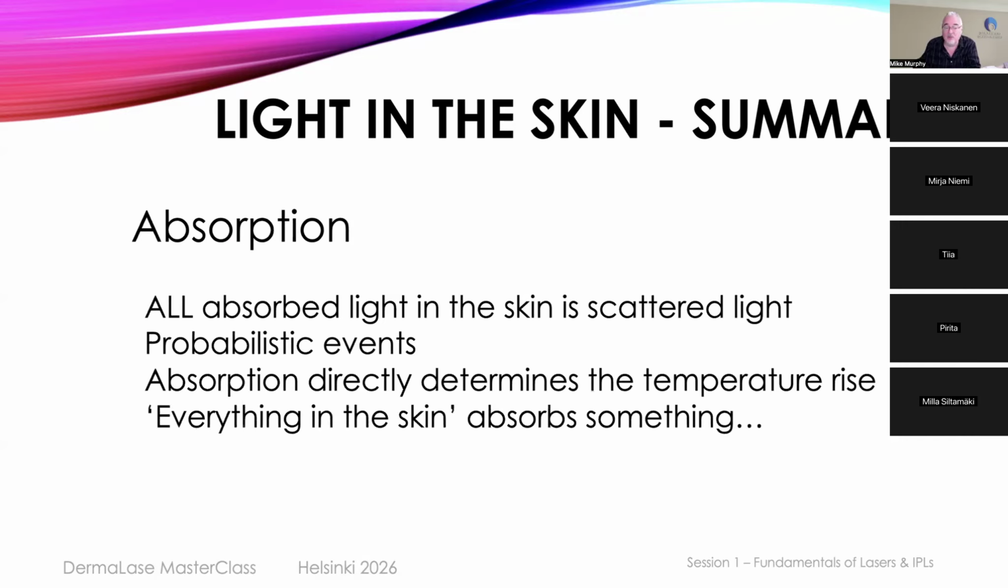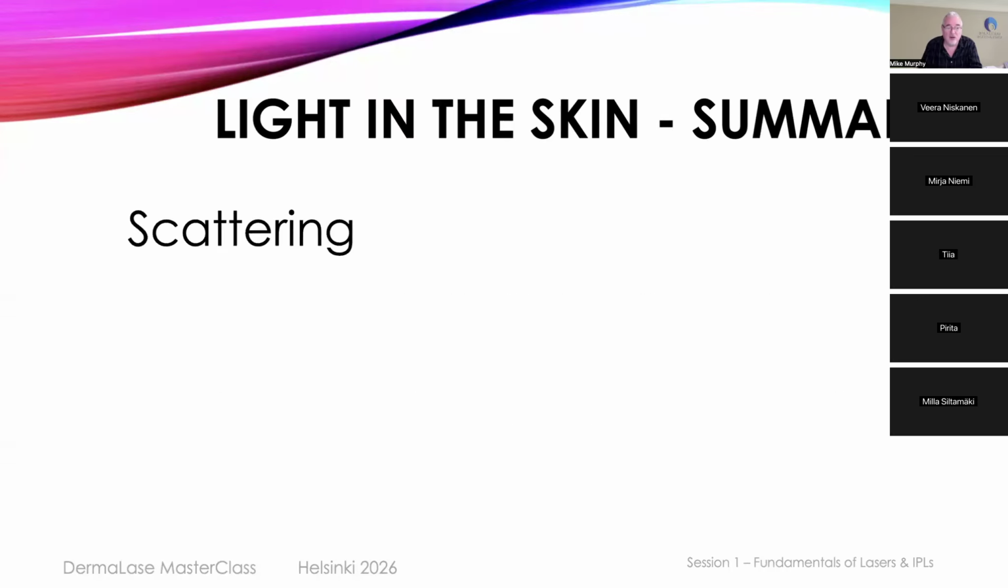Everything in the skin will absorb something. Like I said before, doesn't matter if it's water, keratin, hemoglobin, whatever, they will all absorb some energy. So the background temperature will rise. Now, it might only be by half a degree, or it might be 2 degrees or whatever. Quite often it's not significant in most situations, but the target that we're going for, if it's hemoglobin or melanin, the temperature should rise significantly, which is what we're trying to do, right?